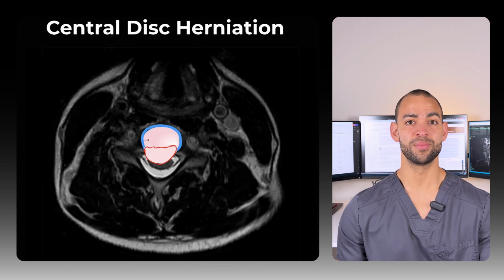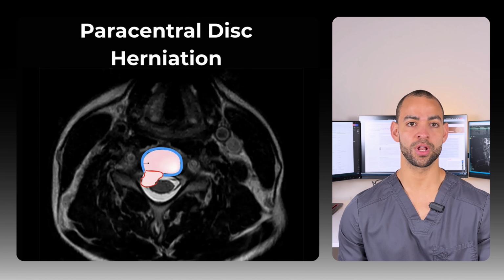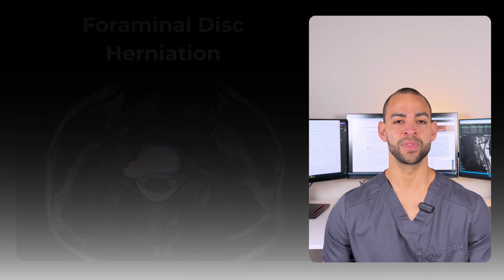Is it central, pressing on the spinal cord? Is it paracentral, pressing toward one side of the cord? Or is it foraminal, squeezing directly into the tunnel where the nerve exits? The location of the herniation is everything.